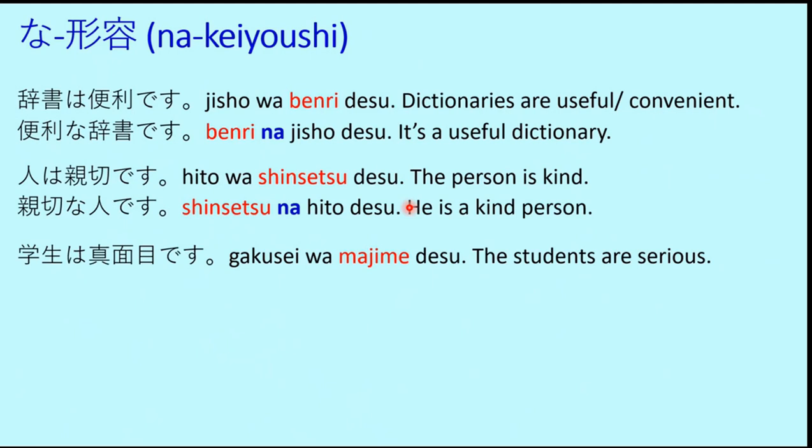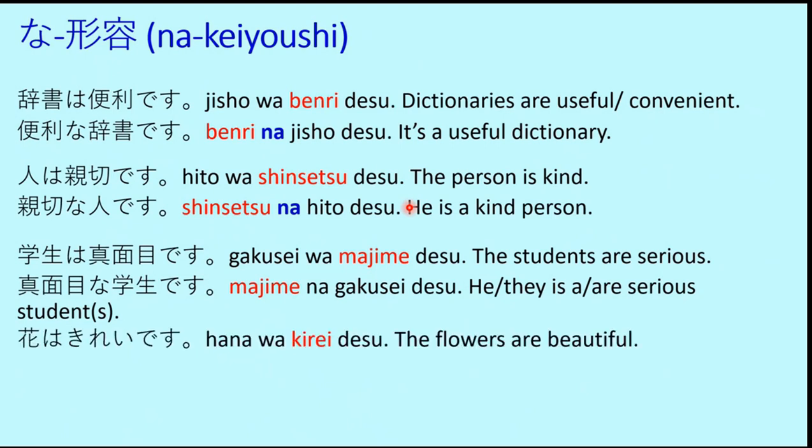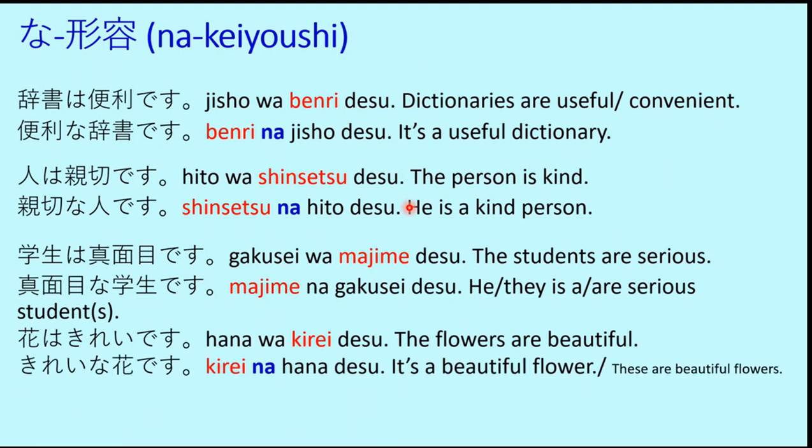Gakusei wa majime desu. The students are serious or laborious. Majime na gakusei desu. He is a serious student or they are serious students. So it's not clear from this expression, but the meaning is that he or they are serious students. Hana wa kirei desu. The flowers are beautiful. Kirei na hana desu. It's a beautiful flower or these are beautiful flowers. So kirei na hana.